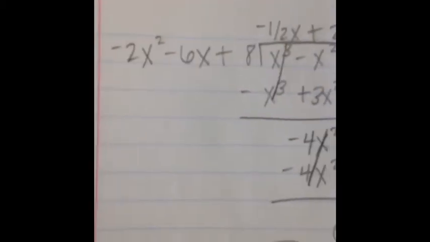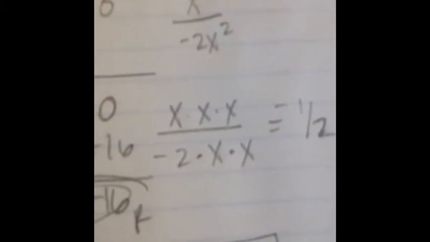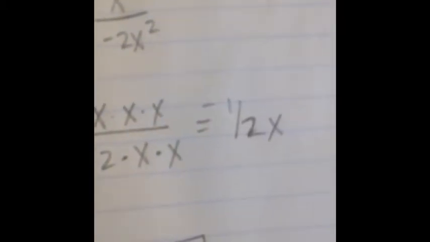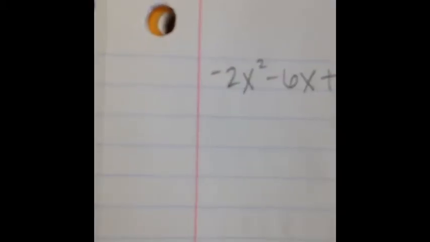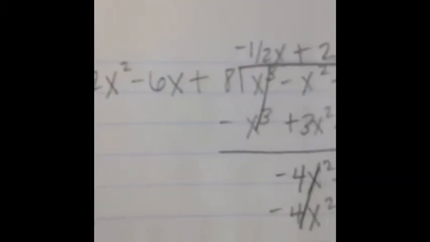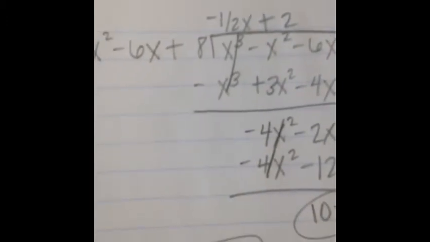Now I'm going to see how many times x cubed can go into 2x squared. So I go over here and divide it out. It's x divided by negative 2 times 2 x's, so I got negative 1/2 x, and I put that on top. And I see how many times negative 1/2 x can go into 2x squared. My 2 is going to cancel, and I'm going to be left with x cubed.